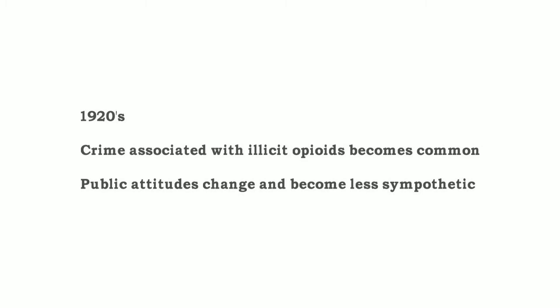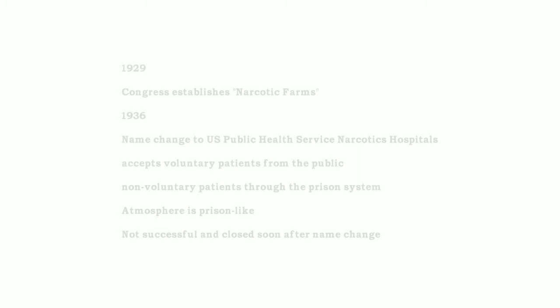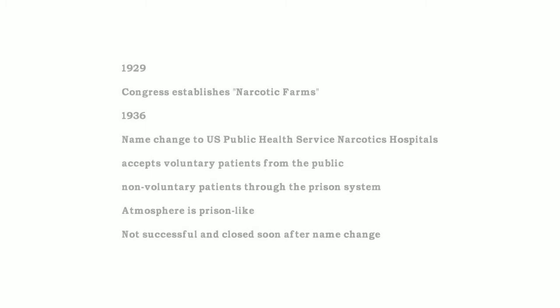By the 1920s, though, that changed. There was a lot of illicit opioids, and there was a lot of crime related to the acquisition of those illicit opioids. It became so common that by 1929, Congress was actually forced to act, and they established treatment facilities. These were called narcotic farms, large complexes. There were two of them spread out throughout the United States. Their primary purpose was to treat addiction.